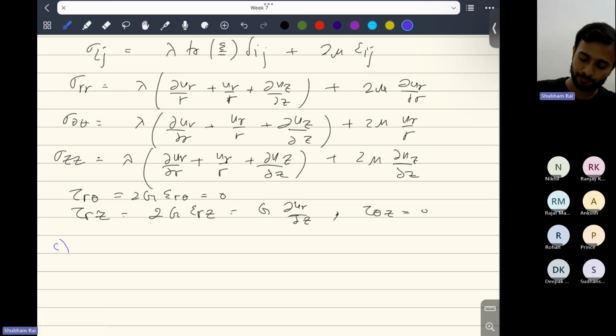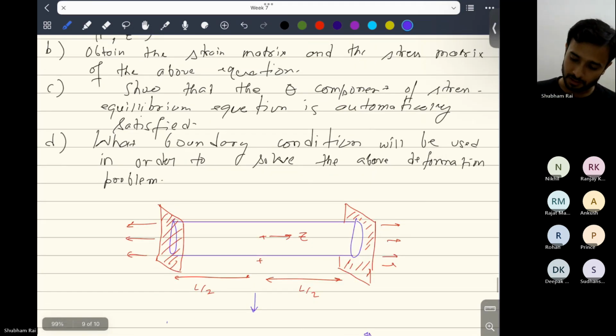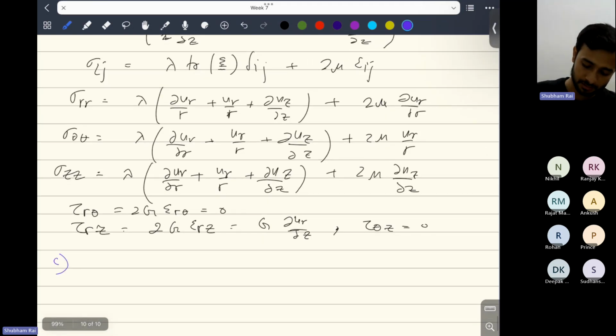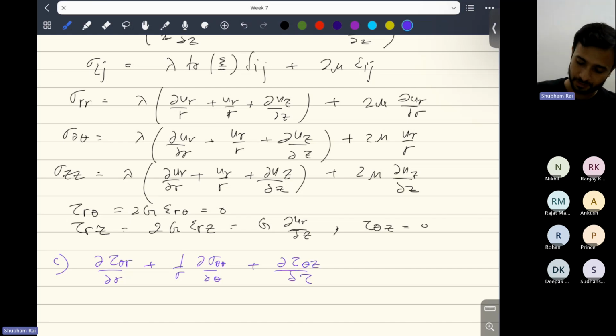And then in part C, what you have to do is show that the theta component of the stress equilibrium equation is automatically satisfied. So let me write the stress equilibrium equation in the theta direction. That is ∂τ_θr/∂r plus 1/r ∂σ_θθ/∂θ plus ∂τ_θz/∂z plus extra terms. So this will be twice τ_rθ/r. So that is the extra term.